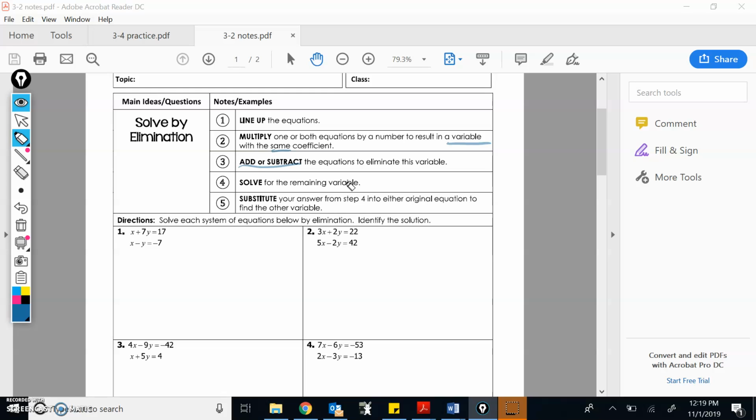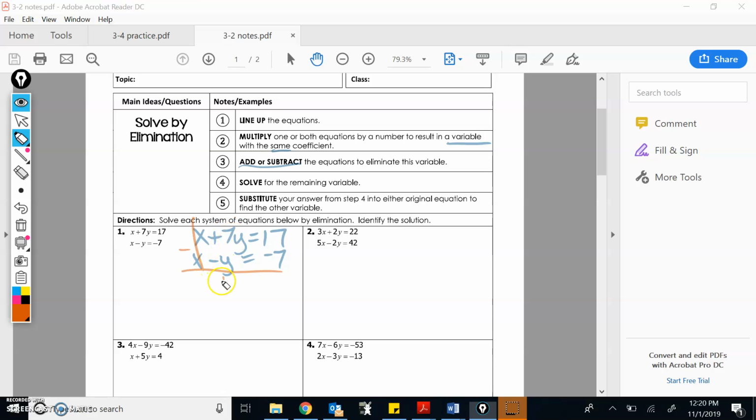Number one, they are already lined up in standard form, and we have a variable, in this case the x's, that have the same coefficients. The next step is to take your two equations, I'm going to rewrite them here, and are you going to add them or subtract them in order to cancel out the x's? Here we're going to subtract them, because if we added them then it would make 2x, so that didn't make sense. Subtract them, they cross out.